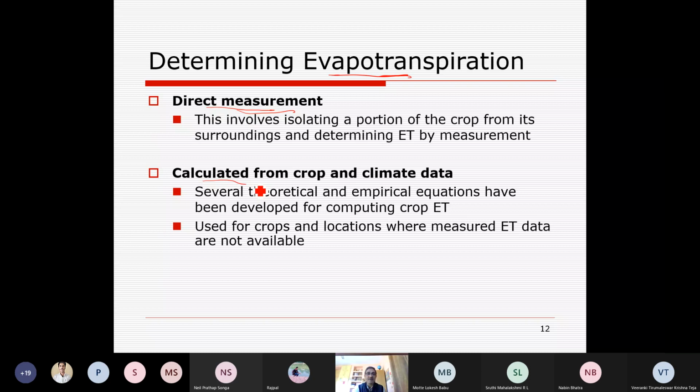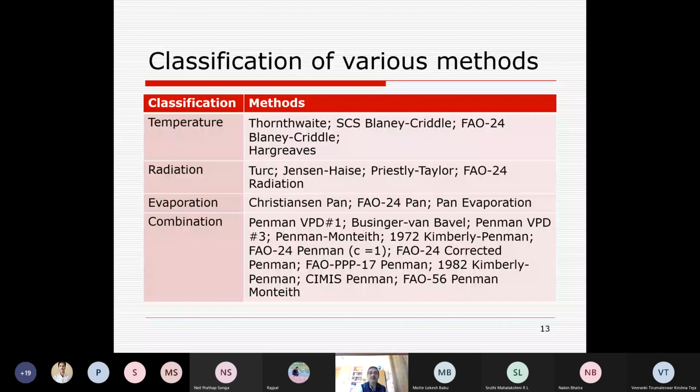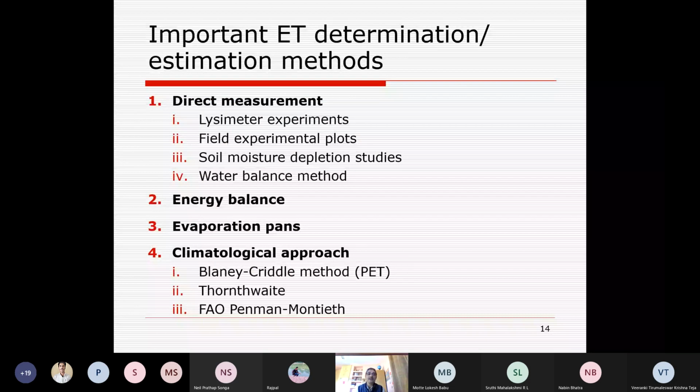And here are the methods for calculating, like temperature-based methods, radiation, evaporation itself, and a combination of these methods, developed by different research organizations. So we can measure it, or we can calculate it. These are the two aspects, and we divide them again to get a better idea of how we can get knowledge about ET.